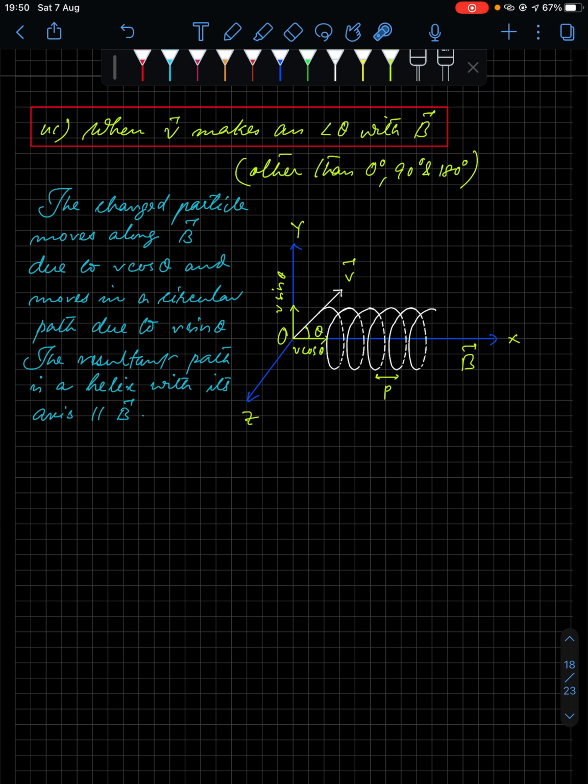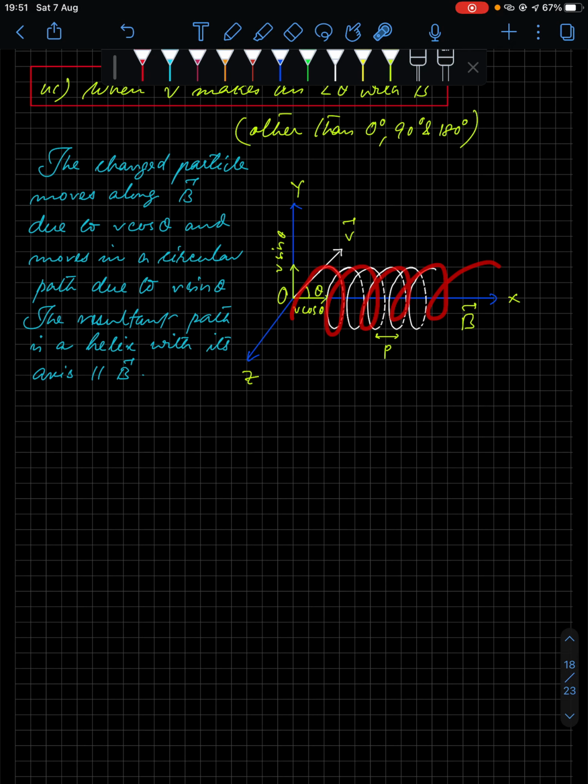Now if you get this, you can say that the charged particle is having two kinds of motion here. One is this motion which is given by v cos theta, and another is this circular motion which is given by v sin theta, right? Because v sin theta is trying to pull it along this direction, v cos theta is trying to pull it along this direction, and therefore the resultant motion comes out to be like this. This is called helical path, helix.